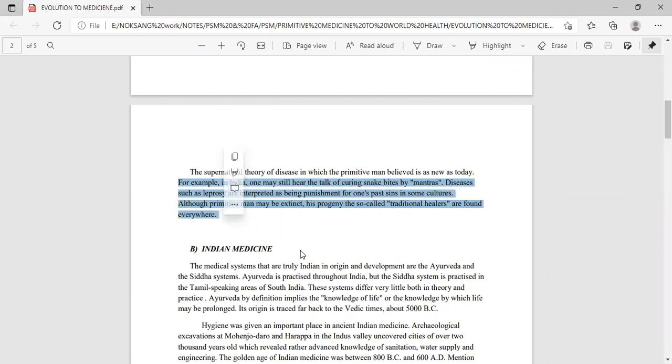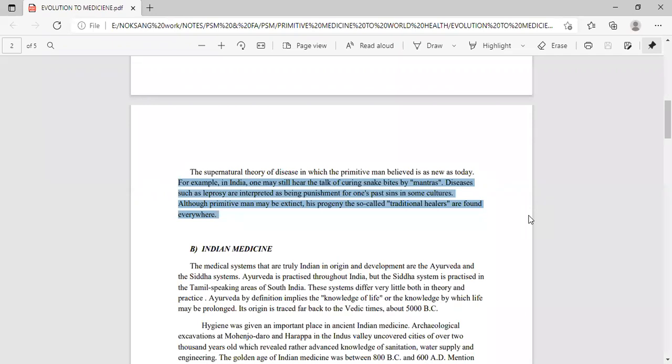Okay, right till here. So I've given you two examples. One example is in India, one may still hear the talk of curing snake bites by mantras. So in India, it is still going on that if a snake has bitten you, then you will go to a sadhu or pujari, and by some kind of mantras, you will be all right.